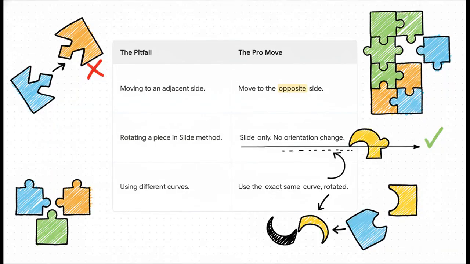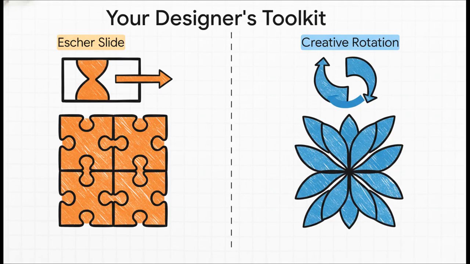Okay, to help you get this right on your first try, here are the pro moves. For the slide method, remember, always move to the opposite side and never ever rotate the piece. For the rotation method, it's all about using the exact same curve on all 4 sides. If you can stick to those, your designs are going to be flawless. So there you have it, the 2 main methods in your new designer's toolkit. If you want a linear, grid-like pattern, you use the Escher slide. If you want a beautiful, radiating design, the creative rotation is your best friend. 2 different methods, 2 totally different but incredible results.